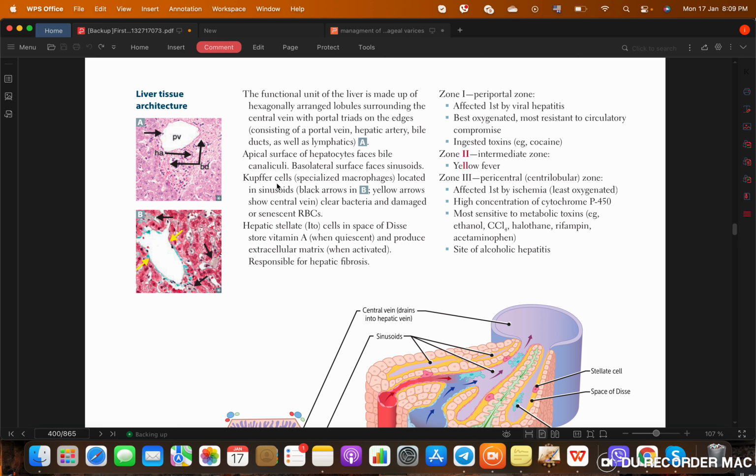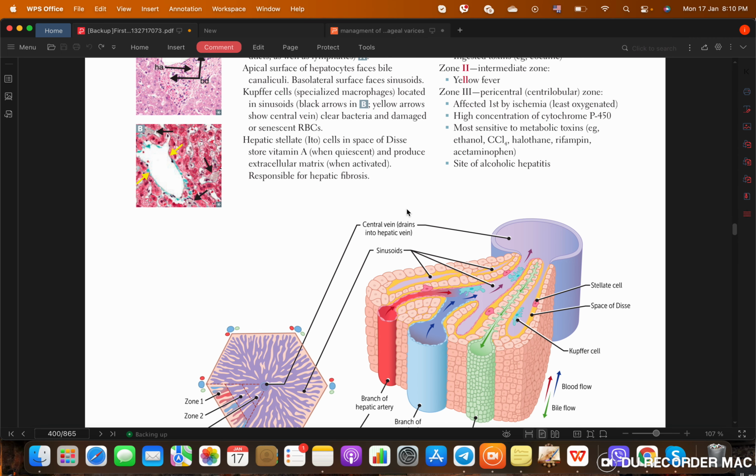So, Kupffer cells. Each organ in our body has a specialized macrophage for it. For example, if we speak about the liver, it's the Kupffer cells. If we speak about the brain, it's the microglial cells. If we speak about the skin, it's the Langerhans cells. If we speak about the lung, it's the dust cells. So each organ has its own macrophage. It's located in the sinusoid.